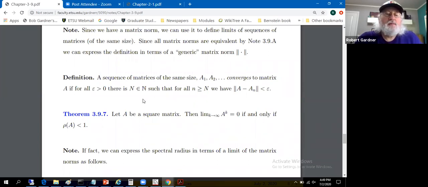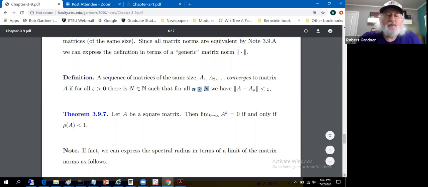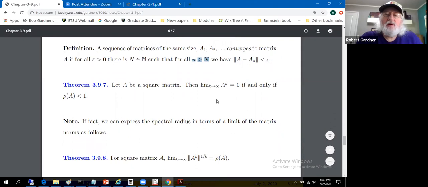So we can make a sub n arbitrarily close to A, that is within epsilon, provided we make the index n sufficiently large. Capital N defines the sufficiently large. We can relate convergence to 0 to the spectral radius.